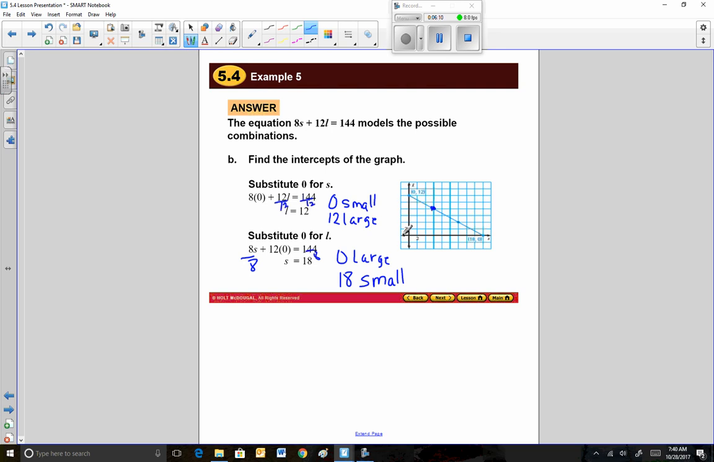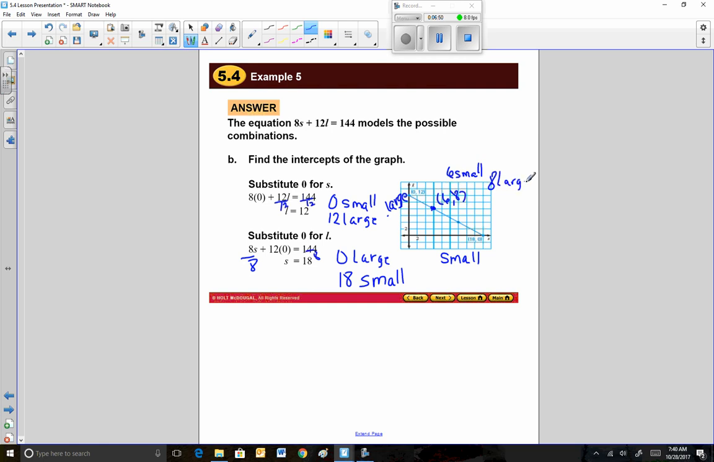Now remember, x is your small vans, so your x-axis is all about the small. Your y value is your large vans, so large vans are along the y. There you go. So 0 small, 12 large, 18 small, 0 large. This point here, 2, 4, 6, so it's 6, comma, 2, 4, 6, 8, 8. So this would have 6 small and 8 large.